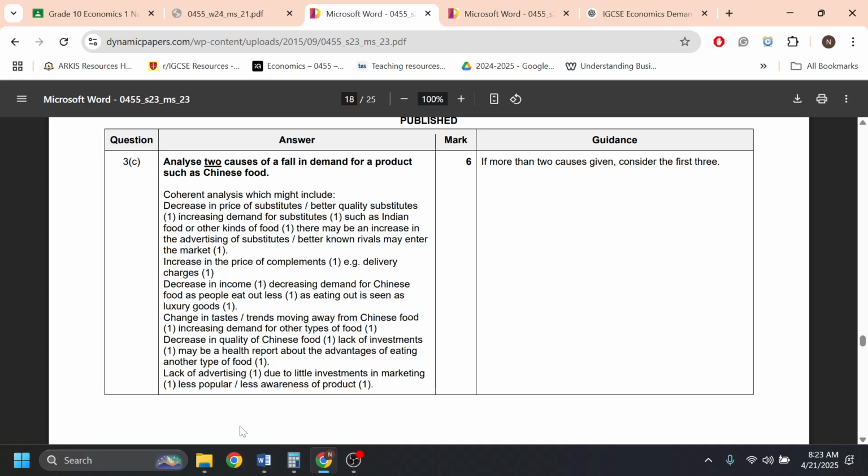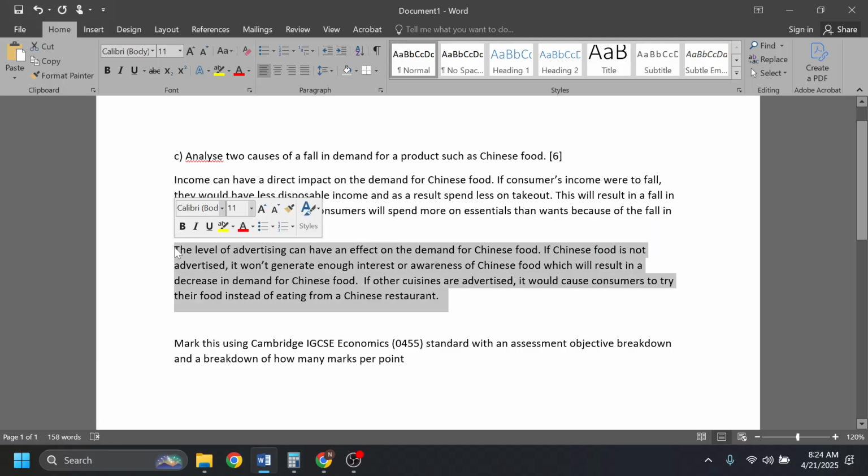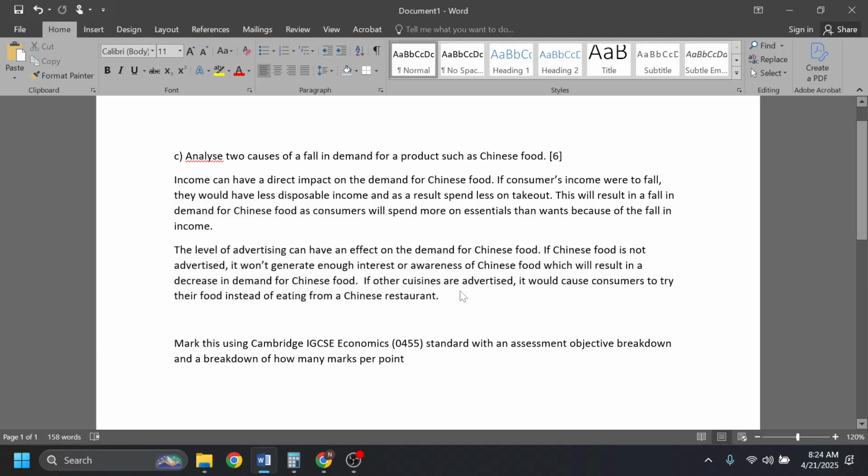So personally, I feel like if you had a lenient examiner, you might get the full 3 marks here. But again, you have to be clearer with the answer.